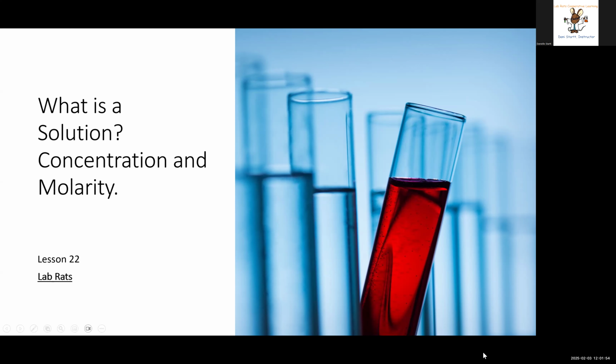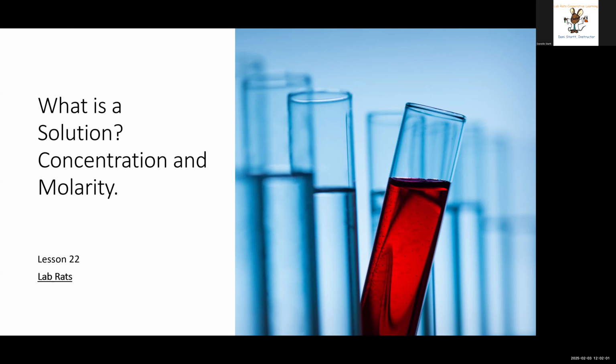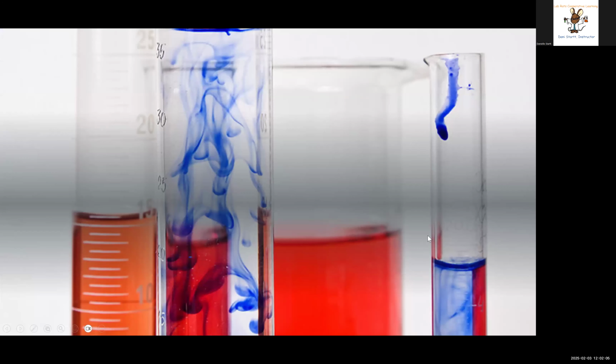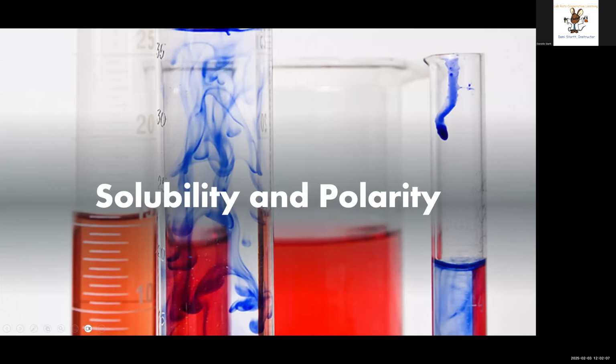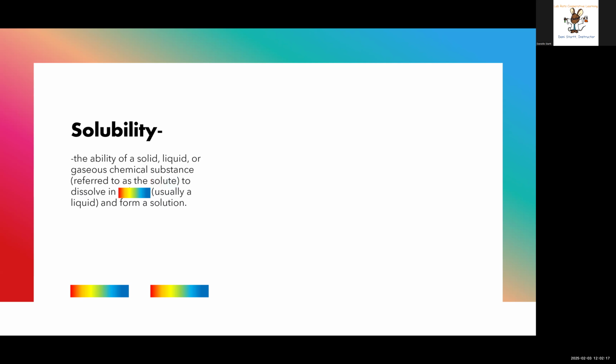Okay, let's roll. So today we're going to be talking about solutions, concentration, and molarity. So, solubility and the dissolving process. Let's start here. Solubility and polarity are related. Solubility, again, is the ability of a solid, liquid, or gaseous chemical substance, referred to as the solute, to dissolve in a solvent, usually a liquid, and form a solution.